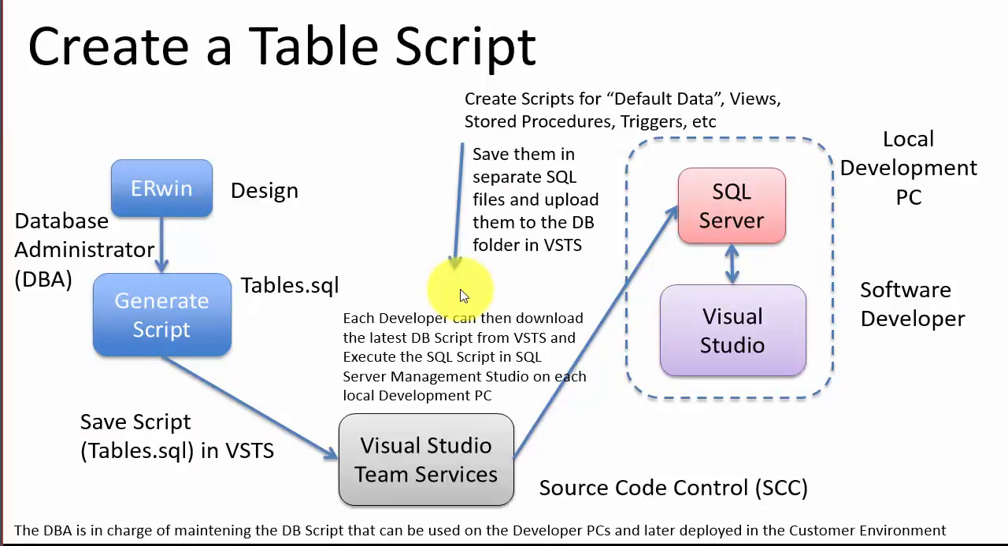So let's start creating the table script. We use Irvin, and then we generate the script, and then we will test the script in SQL Server, and then of course we will create our code using Visual Studio, and the script we create should be uploaded to Visual Studio team services so that other team members can access it. And in addition, we should create views, store procedures, etc. And those scripts should also be uploaded to Visual Studio team services, so all the members of the team can get access to the latest versions of the database scripts.